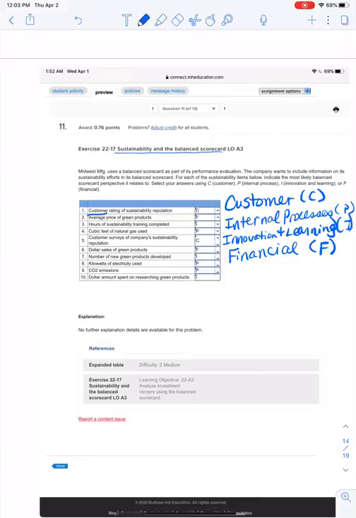And finally, the dollar amount spent on researching green products. So here they try to trick you a little bit by including dollar amount because they want you to see that and go straight to it. But the key here is not that, it comes later, and it's that they are researching green products, which tells us once again that this will be innovation and learning.